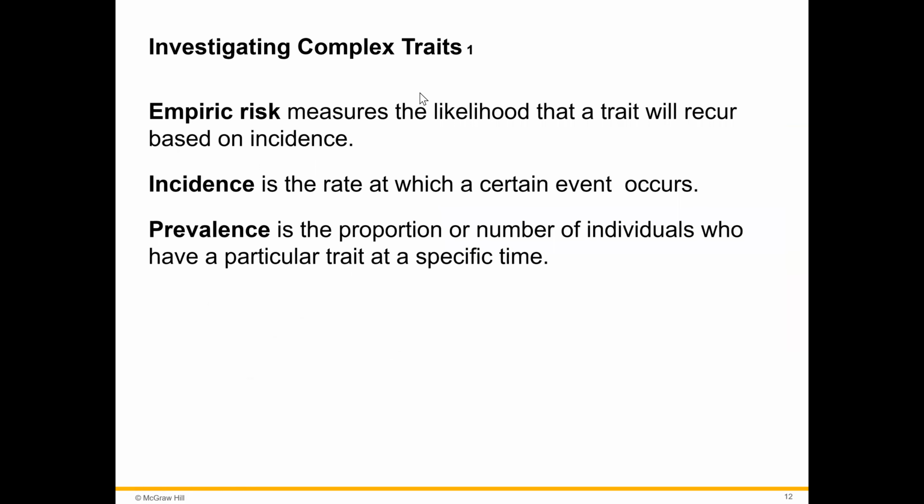Now, here are some definitions that we need to know before we get to the next slide. Empiric risk measures the likelihood that a trait will recur based on incidence. Now, incidence is the rate at which a certain event occurs, and prevalence is the proportion or number of individuals who have a particular trait at a specific time, right? Okay, now let's look at how we can apply this to the next slides.